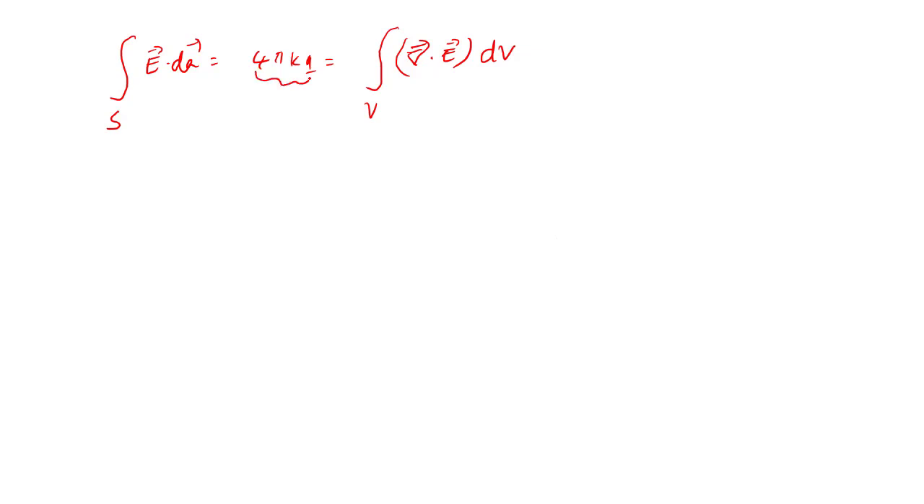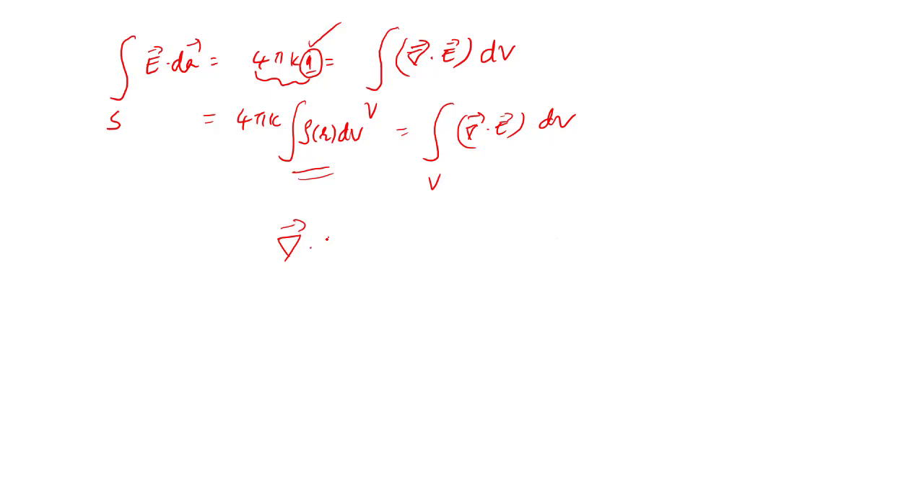So if I look at this 4 pi kq, if I have a charge distribution, I can write 4 pi k, and instead of writing total q, I could write the integral of rho of r dv. So I'm integrating over the entire charge distribution to get the total charge. This would be equal to the volume integral of del dot E dv. By comparison, you can see that del dot E, the divergence of E, should be 4 pi k times rho.